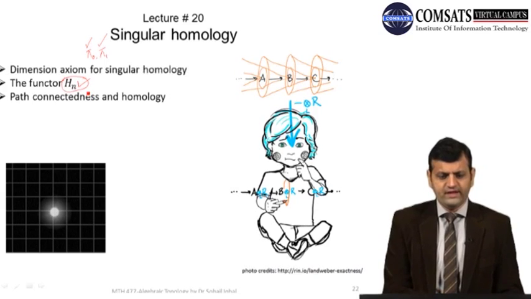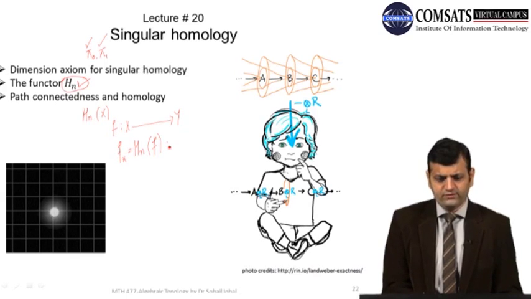So the functor Hn: given any topological space, I can calculate Hn of X. Since it is a functor, if I have a continuous map between two topological spaces, then I should be able to calculate Hn of f. Sometimes we call it f lower star, going from Hn of X to Hn of Y.